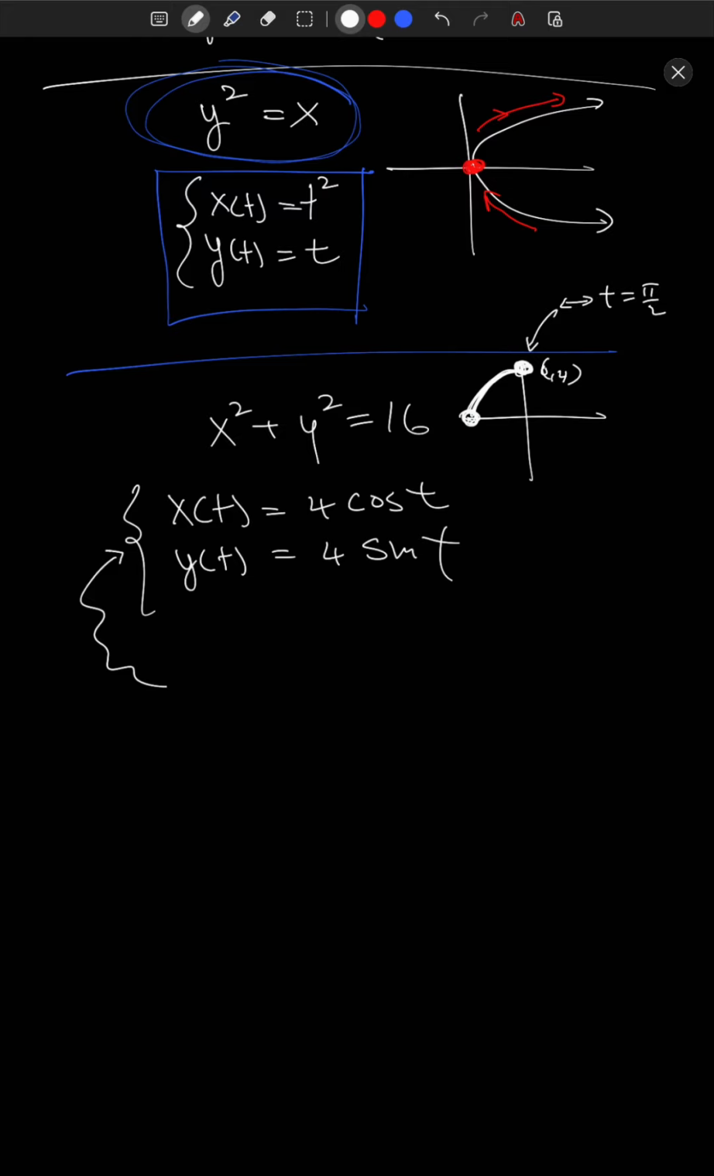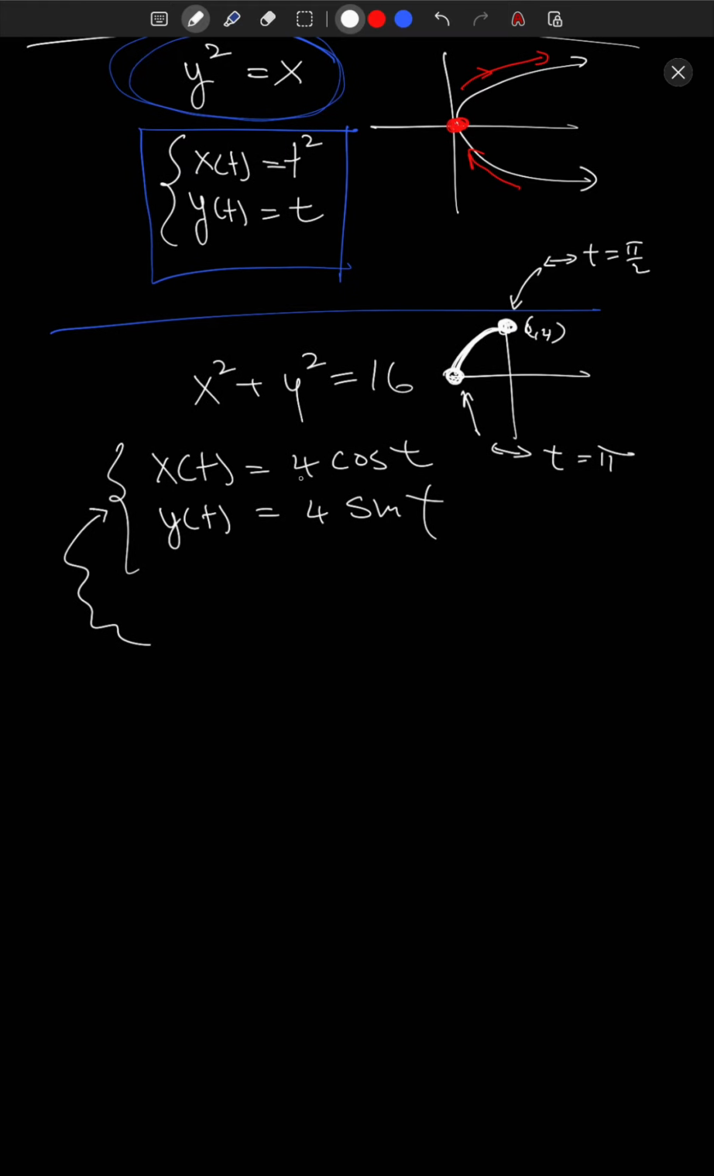When do I hit this point during my drive? This corresponds to t equals pi, because when I plug in pi, I get 4 cosine pi, comma 4 sine pi. Cosine pi is minus 1, so I get minus 4 for the x coordinate, and sine of pi is 0. So minus 4, comma 0. In order to describe just this quarter circle, just the part of the circle in quadrant 2, I would restrict my t to be between pi over 2 and pi.